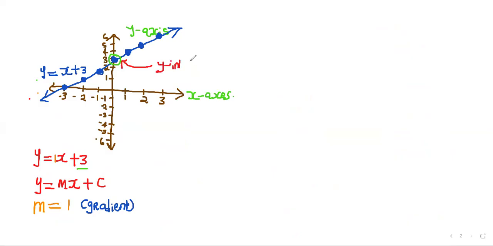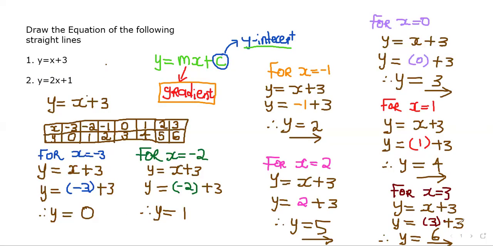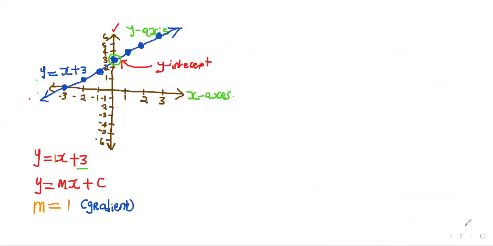Why is it the y-intercept? It's a point on the graph where the graph passes on the y-axis. So since that is the y-axis, the graph should pass exactly at 3. If you draw your graph and it doesn't pass at the y-intercept being 3, it means your graph is wrong. So that's basically how you draw that graph.